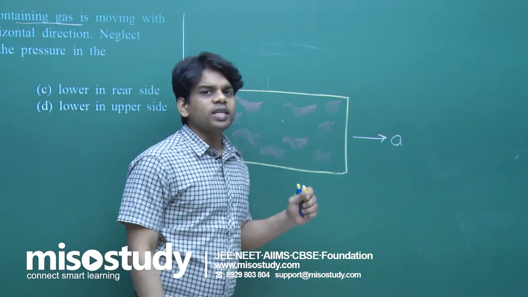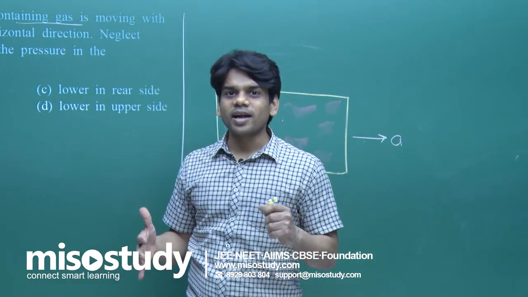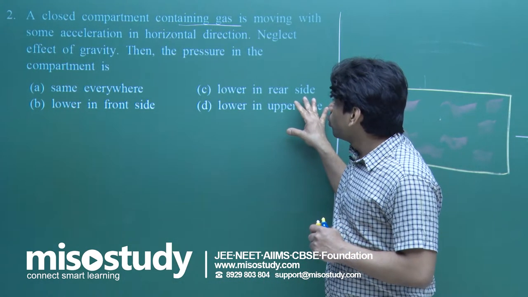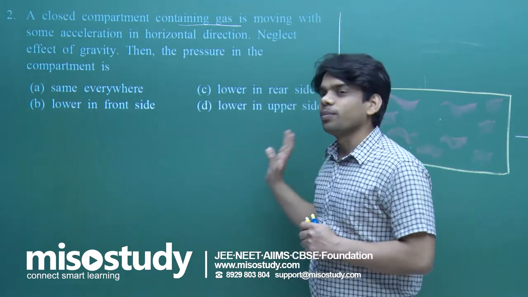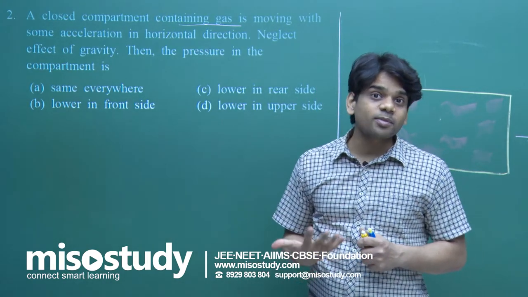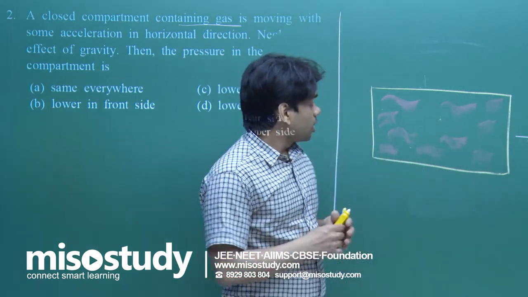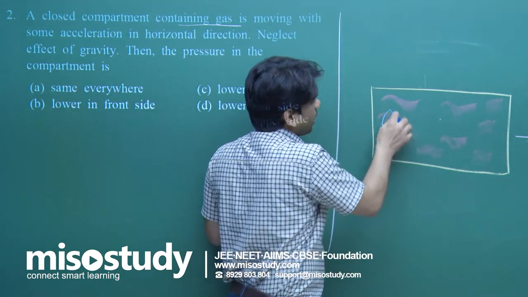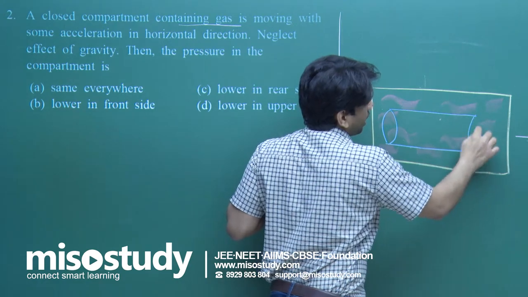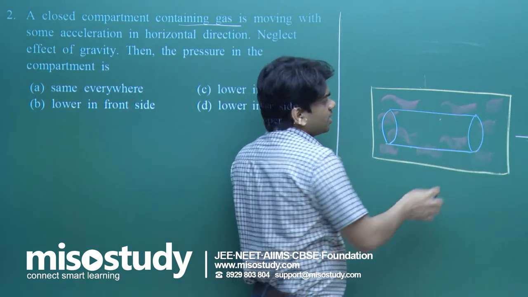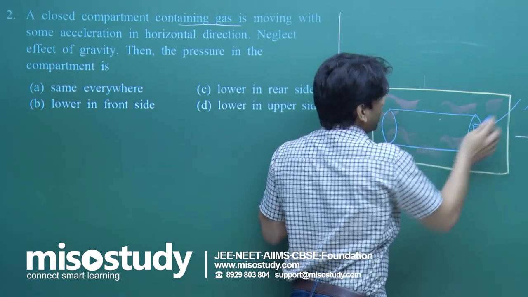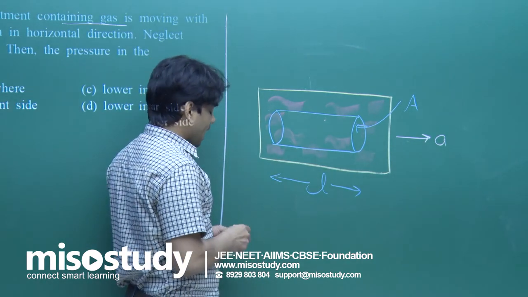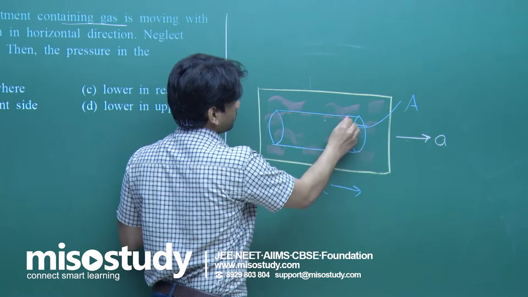Now it's required to know how to differentiate pressure at various positions in this container. Whether the pressure is same everywhere, whether it's lower in the rear side or lower in the front side or lower in the upper side. So we need to find out, is the pressure same everywhere or is it different at any other point. Now, to do such a question, we can take any part. I have taken a small part, let's say the area of cross section of this part is A, its length is given as L. So there will be gas contained here.